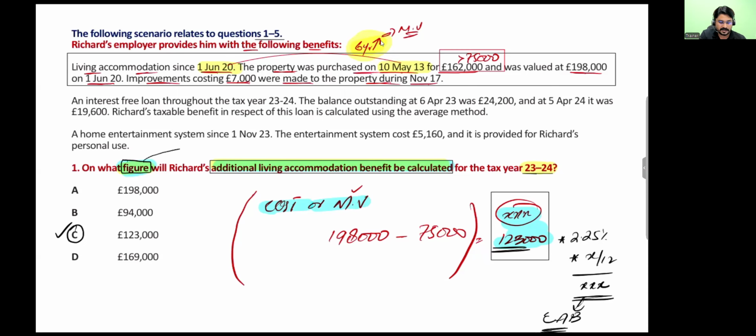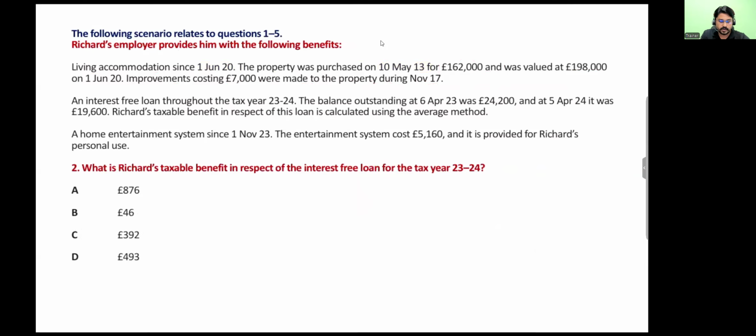Rather, examiner has asked that on which amount the expensive accommodation benefit will be calculated, and that is the amount on which expensive accommodation benefit will be calculated. Good enough to know that you guys are now clear on this. Let's move forward, and let me show you the next question.